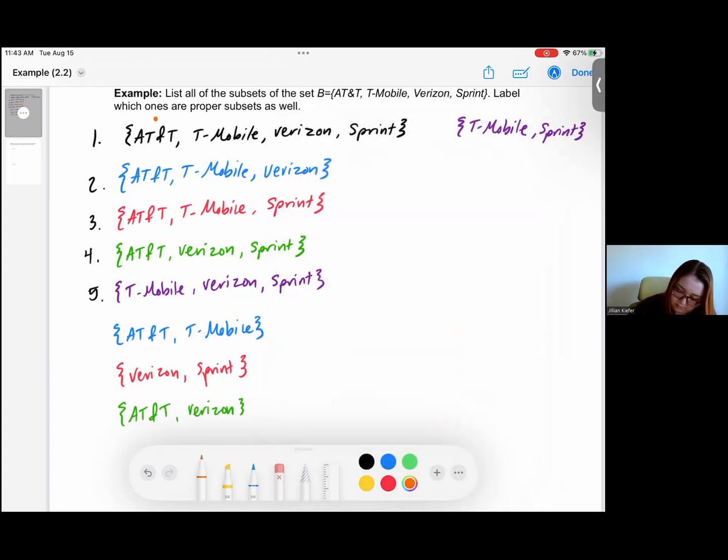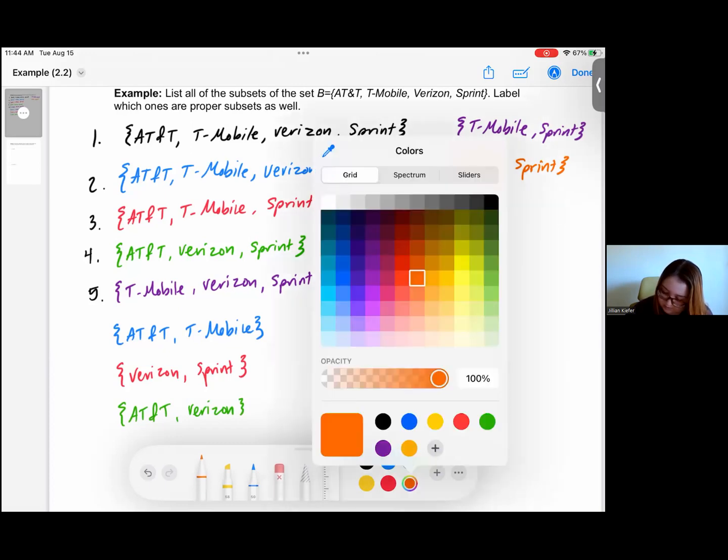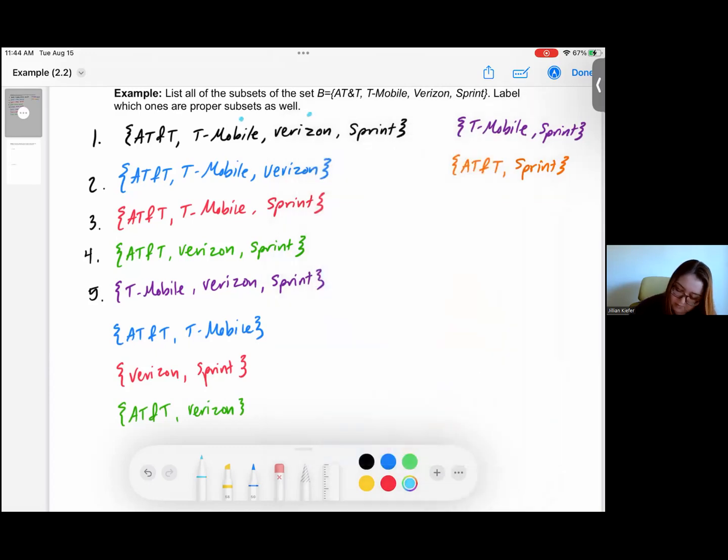So now we can go ahead and let's do first and last. So AT&T and Sprint. And the middle 2, T-Mobile and Sprint. Let's pick a new color. Struggling with a new color now. We'll go with this color too. Maybe like that color. There we go. So T-Mobile and Verizon, center ones. Whew. Those should be all the different combinations of 2.